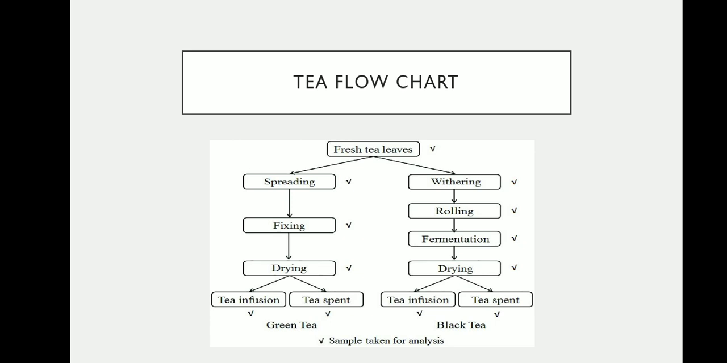The difference between green tea production and black tea production is shown in the PPT. For green tea, the fresh tea leaves are collected, spread over the trough, fixed, and rolled by the roller twist, then dried, and the tea infusion and spent tea are collected, which is known as green tea. In black tea production, the tea leaves are withered and rolled, the fermentation process is completely done, and then it goes to the drying process, and the tea infusion and spent tea are collected. This is the process of black tea production.